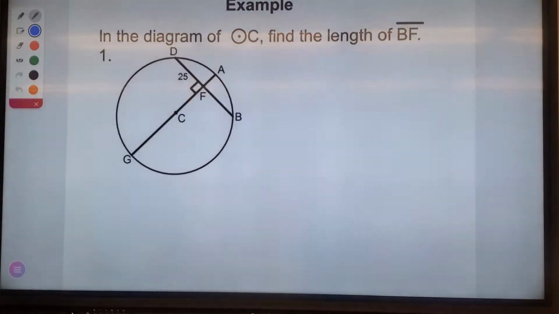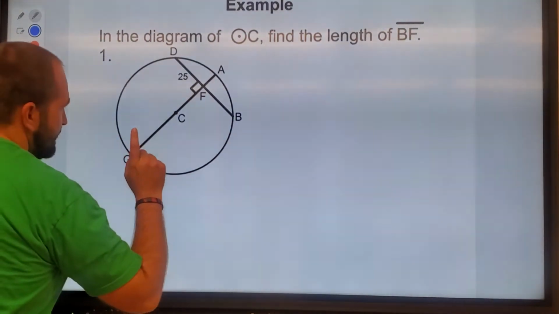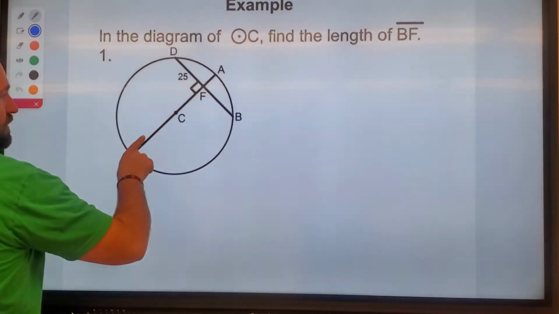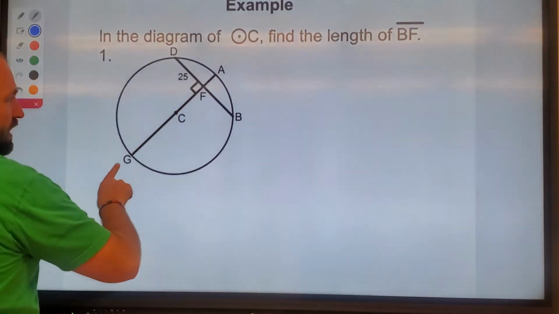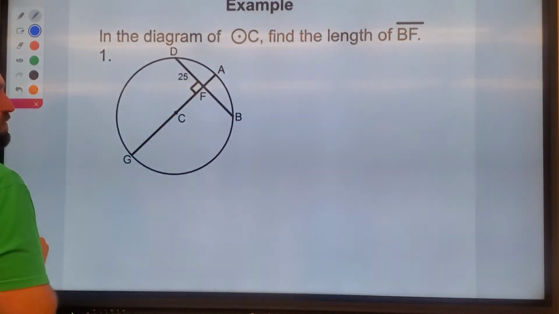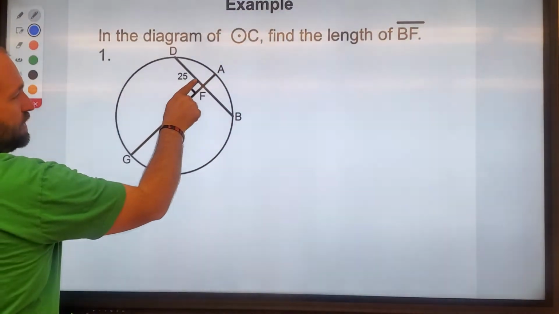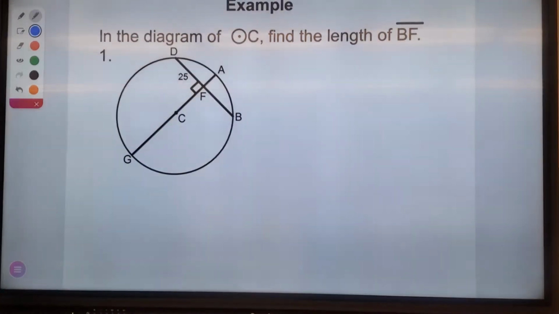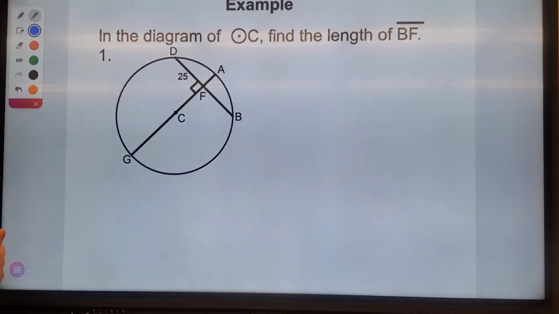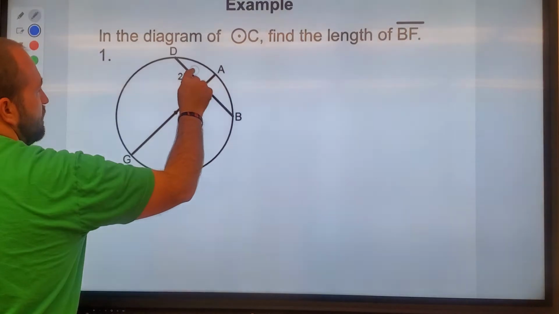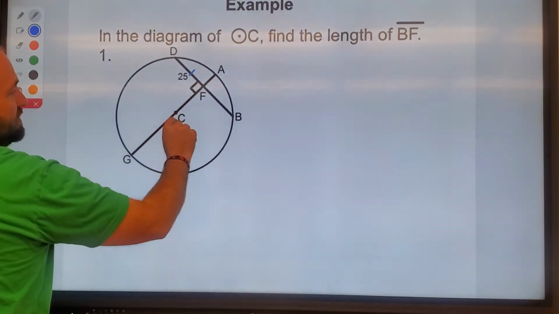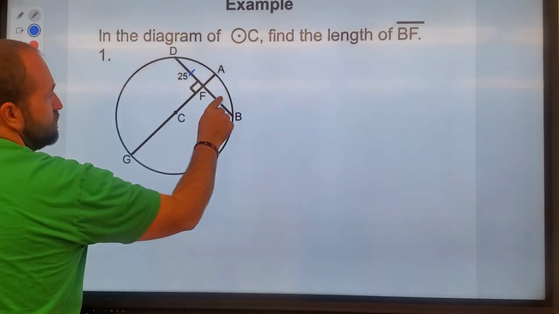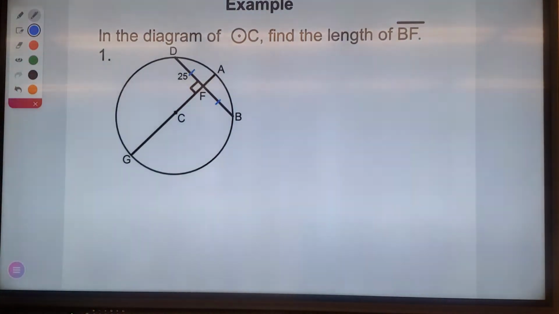But here, notice that I give you the fact that this is a diameter. I give you the center of the circle here. You have the whole length here, that's the diameter. And I indicate to you that this is perpendicular. That's that second scenario, which then tells me that this segment from D to F is congruent to F to B, because that is a perpendicular bisector.